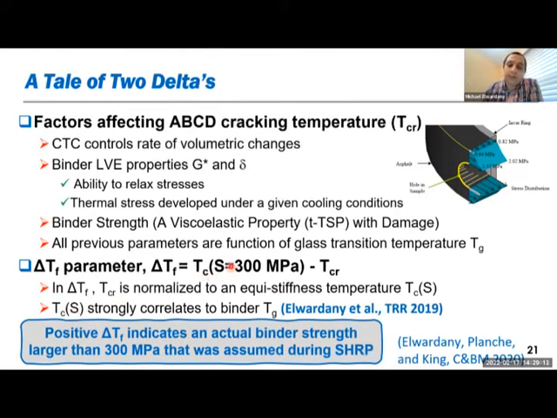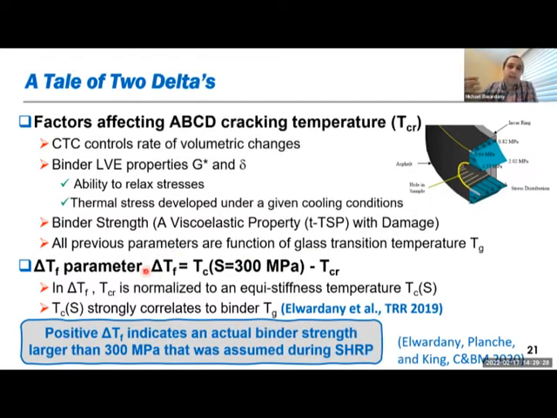And therefore we use TCS because it's already part of the specification parameters. It's readily available in the current system. So we just used it and we calculate the difference between those two, and that's the delta TF.